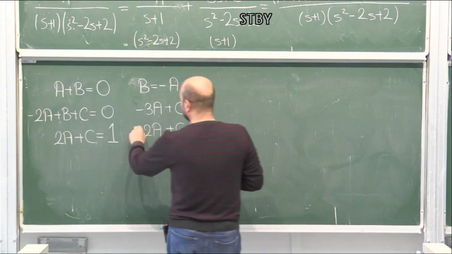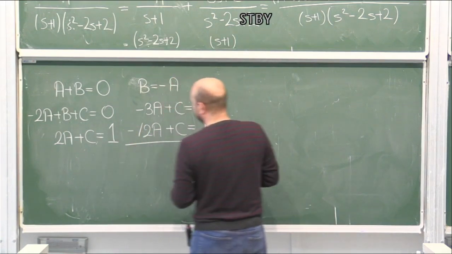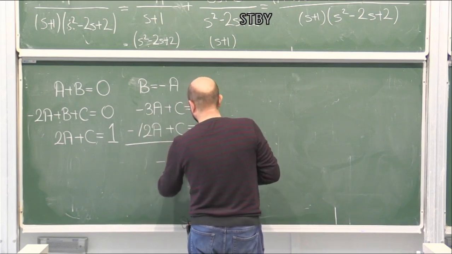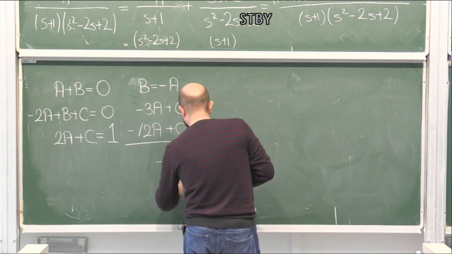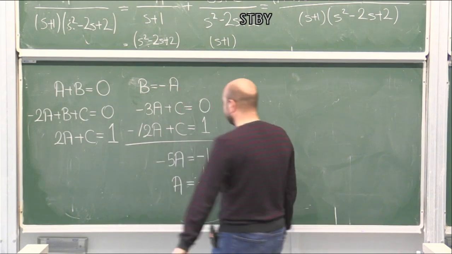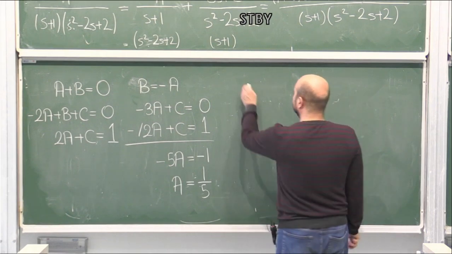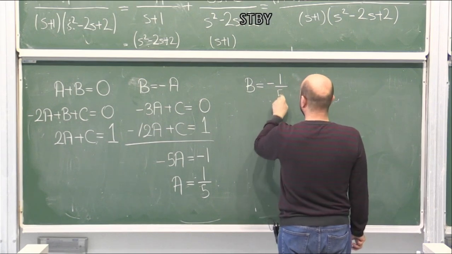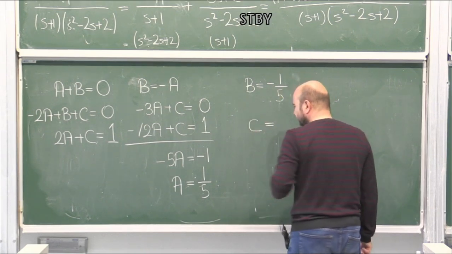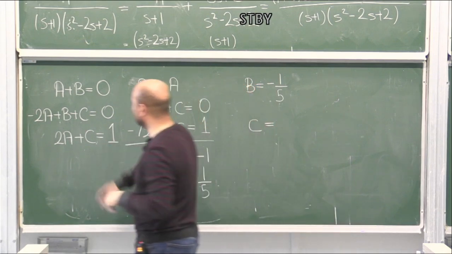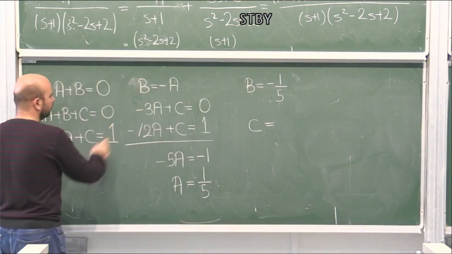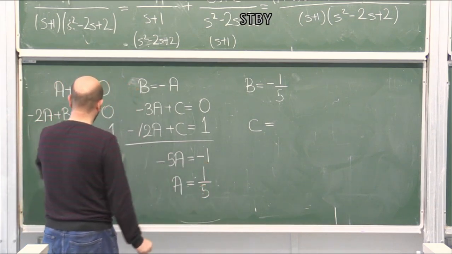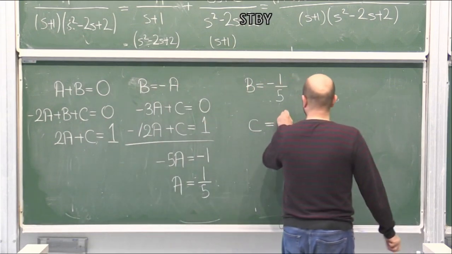If you multiply the second one by minus 1 and add them up, what do we get? We have minus 5a is equal to minus 1. So a is equal to 1 over 5. Then b is equal to minus 1 over 5. And then what is c? From the last equation, c is equal to 1 minus 2a. 2a is 2 over 5, and if you subtract from 1, you get 3 over 5.